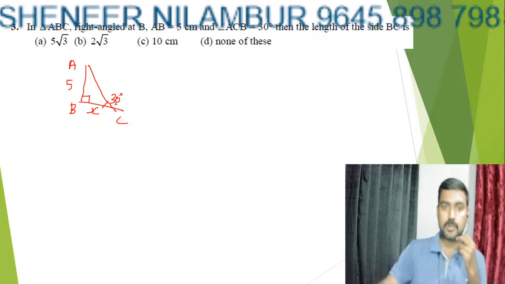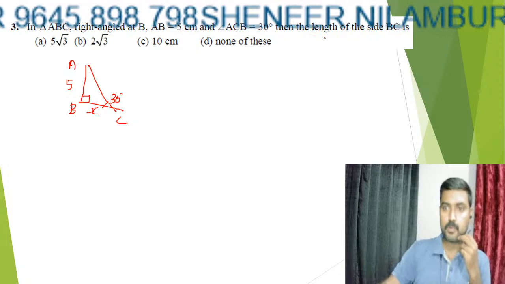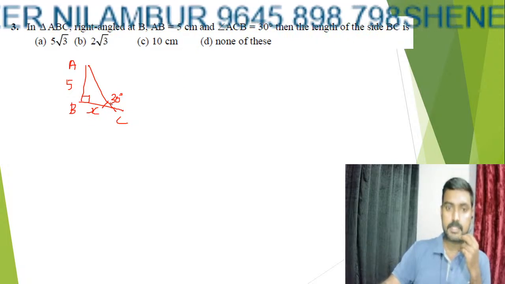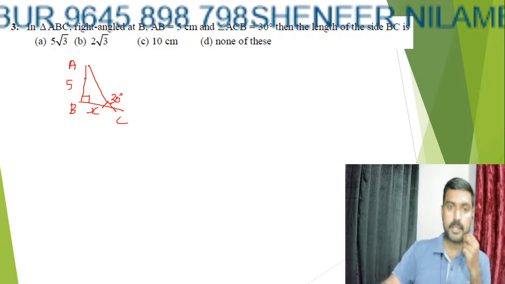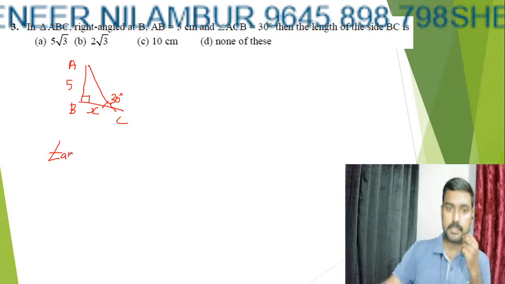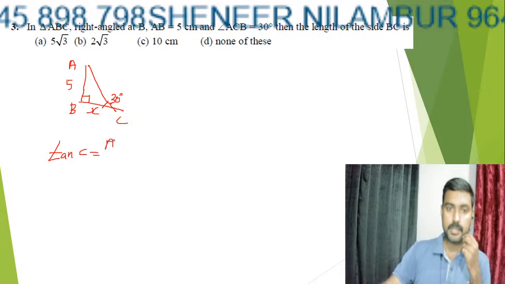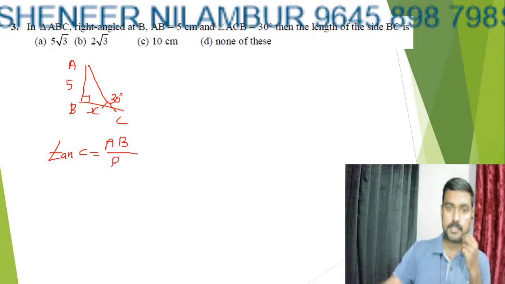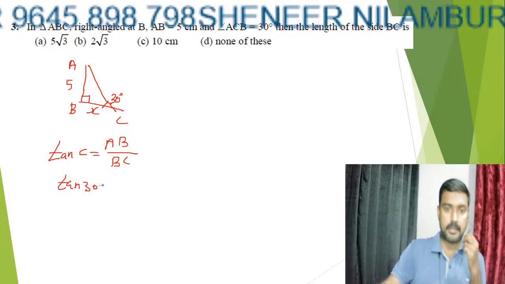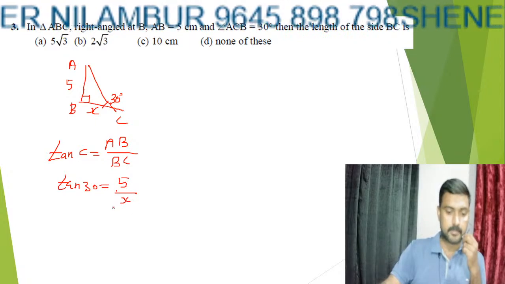So we can use, really sorry, our question is to find BC. So BC is the adjacent side of 30 degree and given AB is the opposite side. So we can write tan. Tan C is equal to its opposite side, AB, over the adjacent side, BC. Here the angle C is 30 degree, so tan 30 degree, and AB is 5 and BC is X.